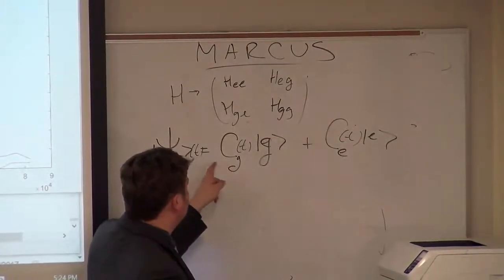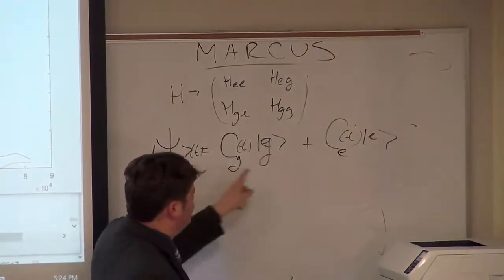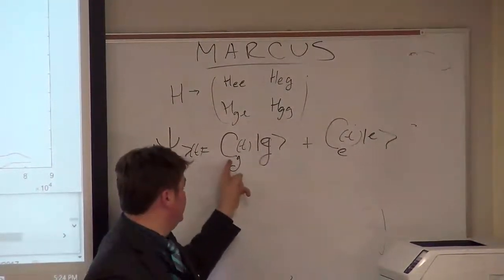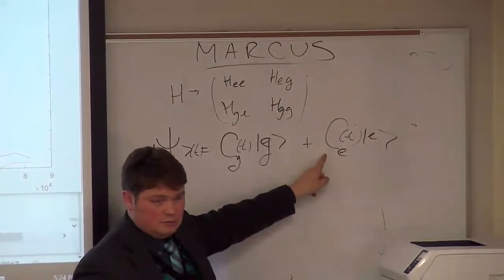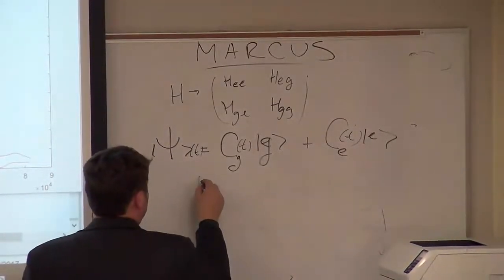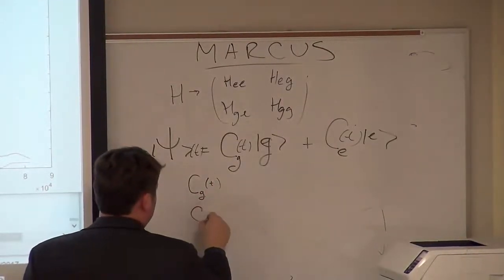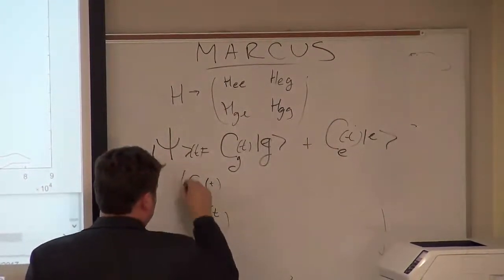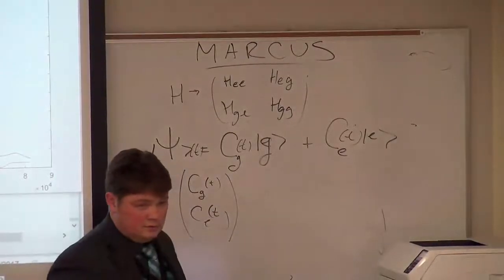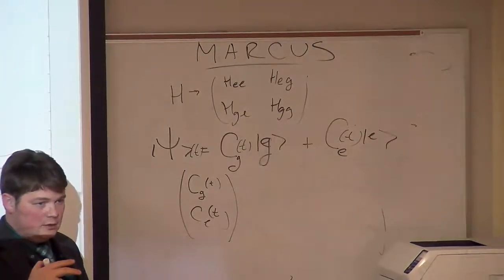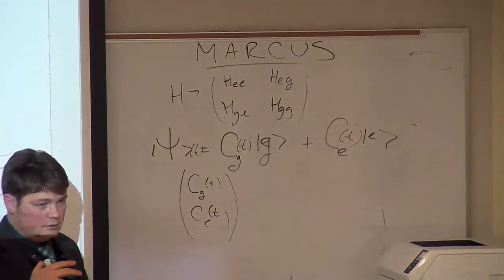So instead of writing the wave function in general form, it is basically two numbers. So we can write it as C ground of t, C excited of t. So the wave function is a vector in two-dimensional space.